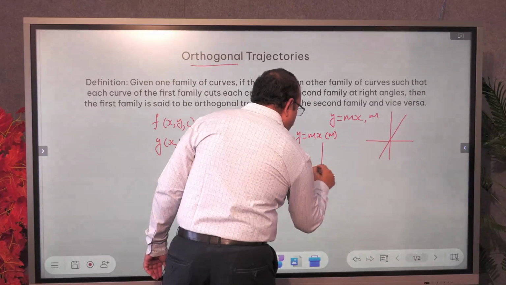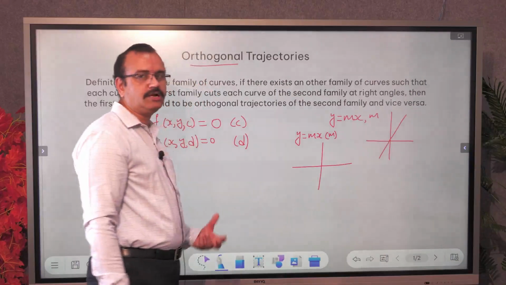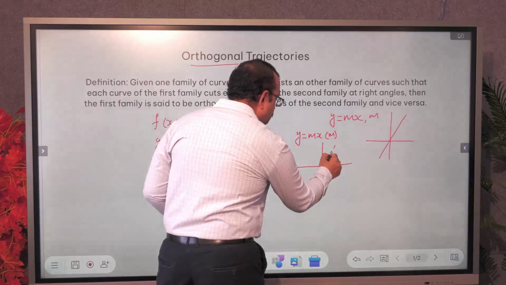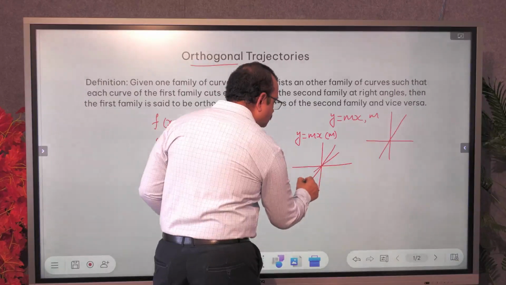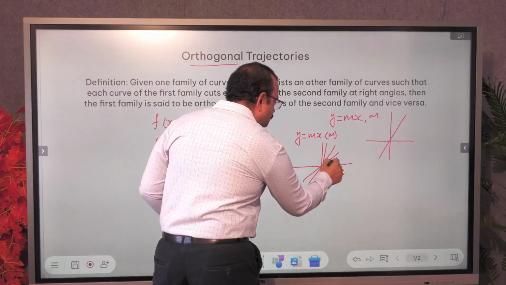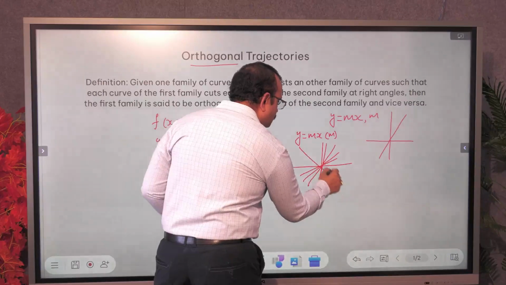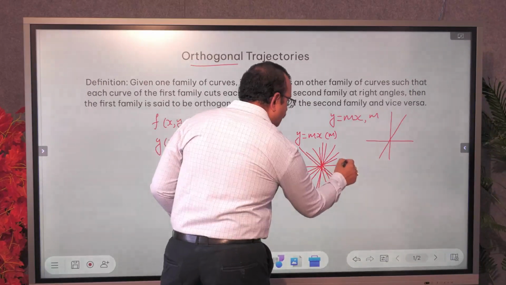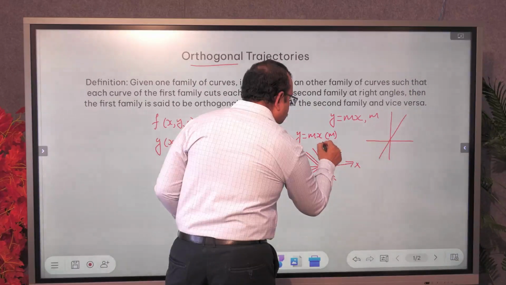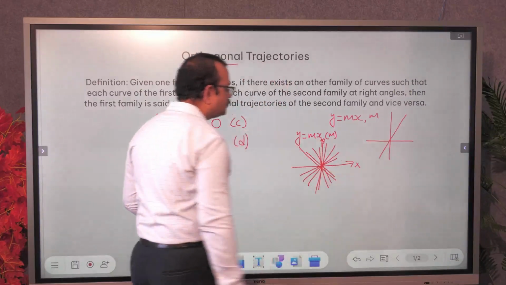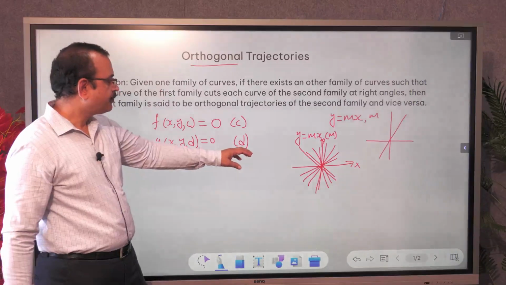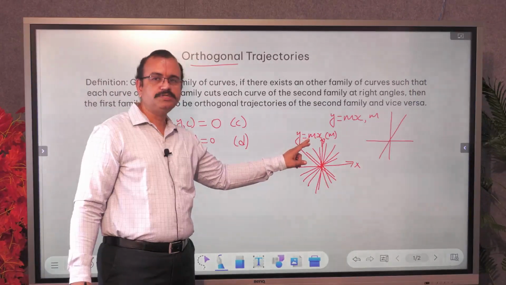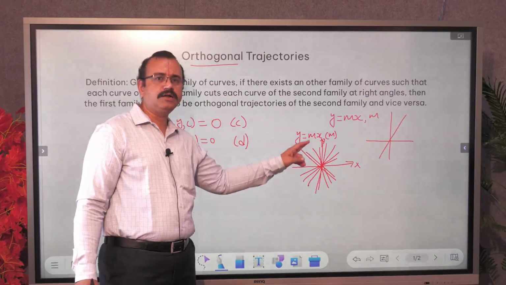then this represents a family of straight lines passing through the origin. A family of straight lines passing through the origin means lines passing through the origin, whether toward the positive side or the negative side. How many will we get? Infinitely many straight lines passing through the origin. Suppose this is the x-axis and this is the y-axis. So if m is an arbitrary constant, then y is equal to mx represents a family of straight lines.